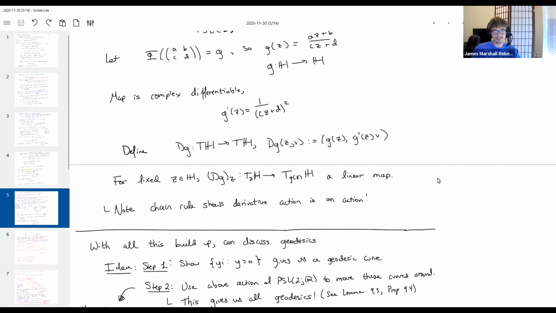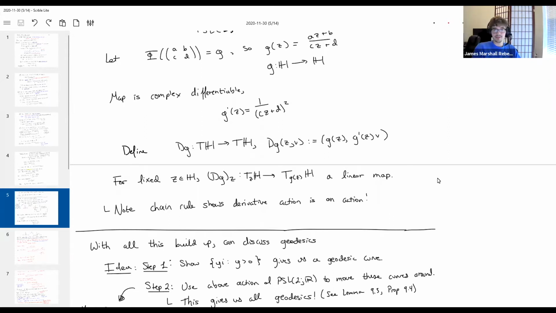I'm not sure. But with all this buildup, we can finally talk about geodesics. How do you get all the geodesics? So the trick is you're going to take a representative geodesic curve, which will be the imaginary line, and somehow this is the easiest thing to study. Just take the unit tangent vector i, and this gives you a nice representative thing. This will generate a nice geodesic curve.